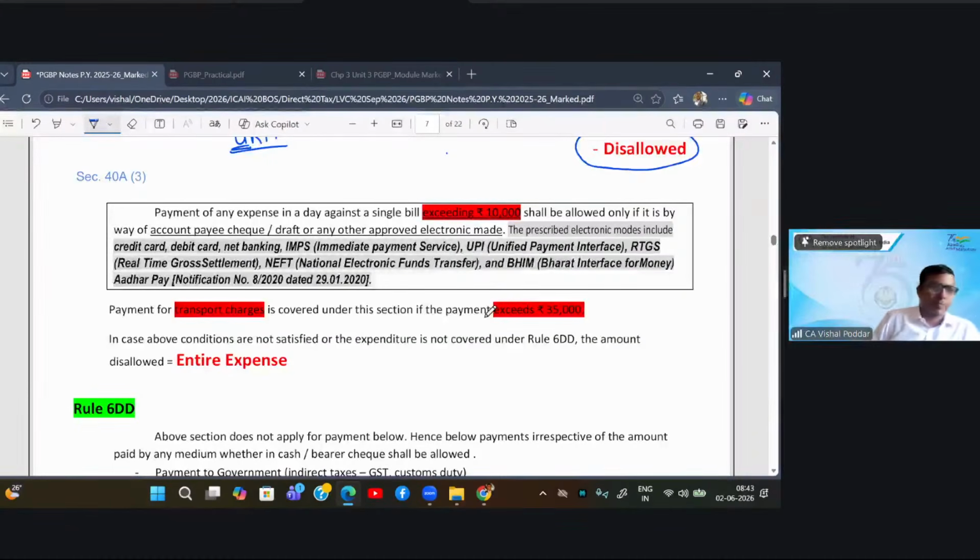Bogus. Why will I show such expense in the P&L? For the simple reason, I want to reduce the profit to evade the tax. For this, I will show some fake or bogus expense, like there is no purchase made, still I'll show some purchases. I will show some salaries. See, now everything is not bogus.